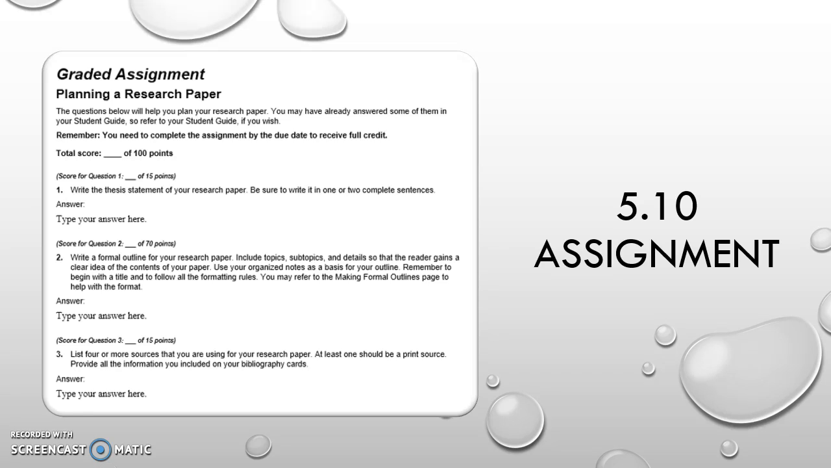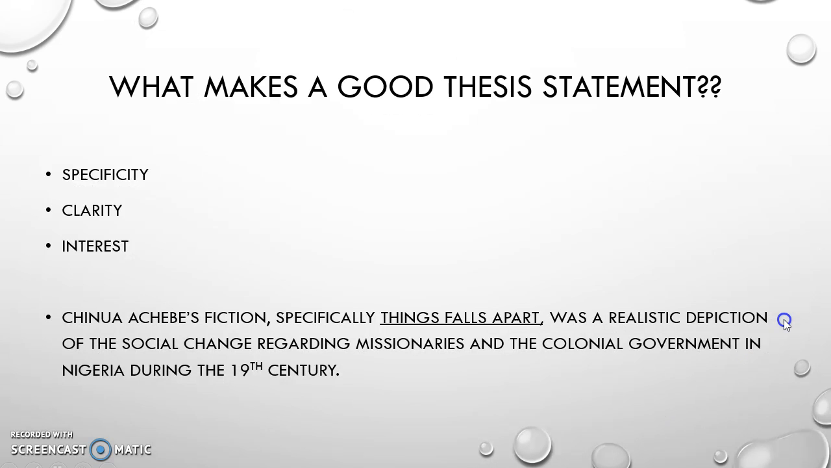I think I also have a link to my Google Doc that you can open however you want to do it. You'll see your 3 questions: write a thesis statement, write a formal outline, and list 4 or more sources that you are including in your research paper. And I have a really cool way to include these right into Microsoft Word and save them so that you can create your works cited, your bibliography, really easily. It's pretty straightforward.